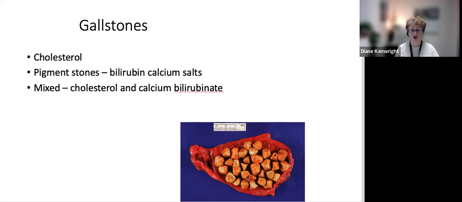There are pigment stones made of bilirubin and calcium salts. So these are high in hemoglobin products and usually occur in populations where there's lots of hemoglobin breakdown. And then there's mixed cholesterol and calcium bilirubinate stones. These are really, really common. When you cut them open, they have a nice laminated look.